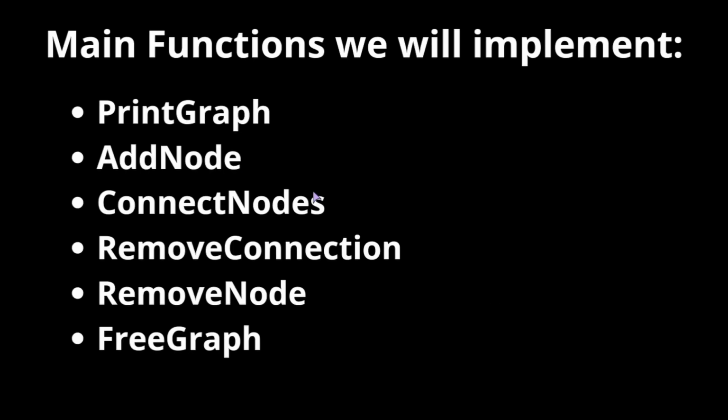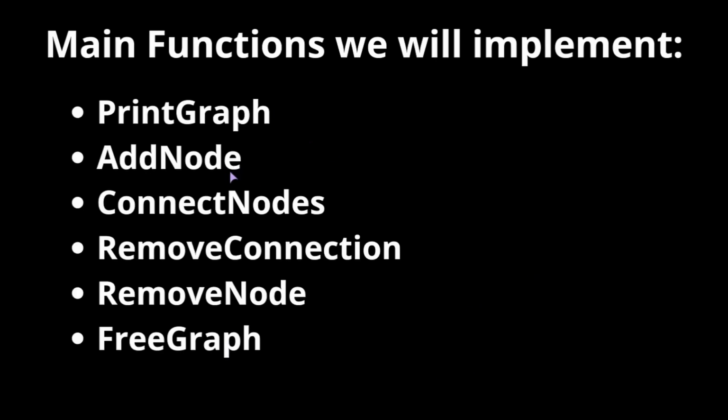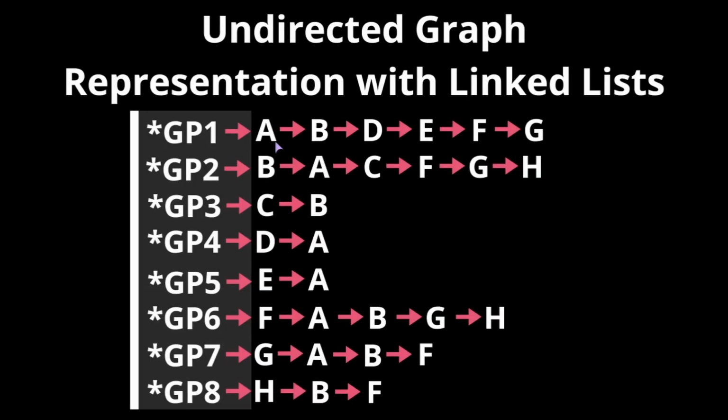And we're going to implement some functions. These are the main functions we're going to use to implement this graph and this graph representation. PrintGraph will print this structure here from A to H and onwards. AddNode will be the method we use to add a node, meaning we create a pointer and create a head of a linked list. So if we were to add the node I in this graph, we would create a graph pointer here, pointing to the linked list I that currently has no connections, because we just introduced the vertex to the graph, but we haven't connected it to anything yet.